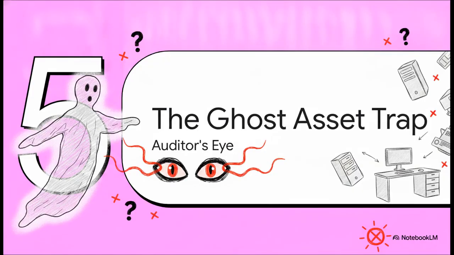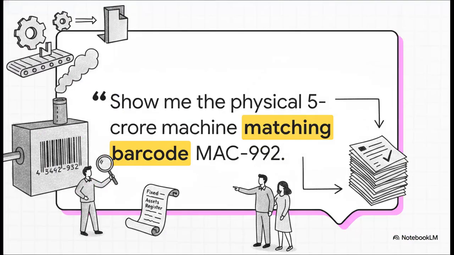Section 5, the ghost asset trap. But what happens if a company just ignores these onboarding steps and forgets to properly record their Capex? Well, you invite some incredibly severe audit risks. You see, auditors don't just sit around in a back room staring at spreadsheets all day. No, they walk the physical factory floor. They will literally print out the fixed asset register, walk right up to a manager and say, "Show me the physical 5-crore machine matching barcode MAC 992." They demand, without exception, that the paper ledger perfectly matches physical reality.